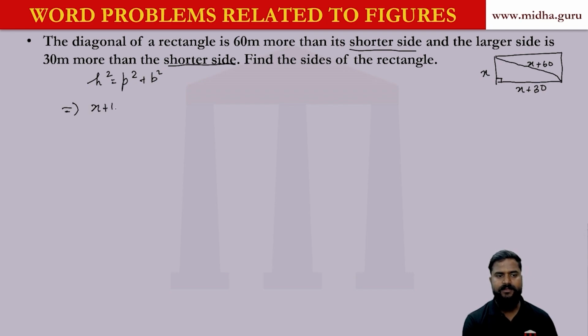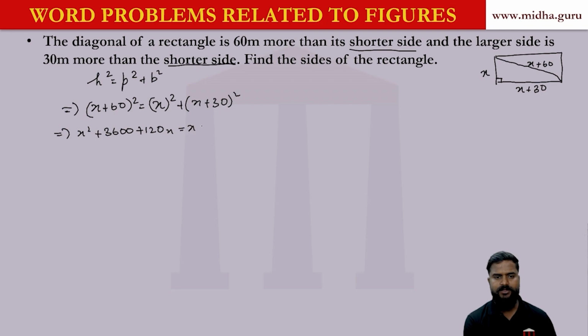So h is (x plus 60) whole squared, equal to the perpendicular squared plus the base squared. So we'll get x squared plus 3600 plus 120x is equal to x squared plus, again from here, x squared plus 900 plus 60x. We'll cancel out x squared on both sides and bring all the terms to one side. We'll get x squared minus 60x plus 2700 is equal to 0.